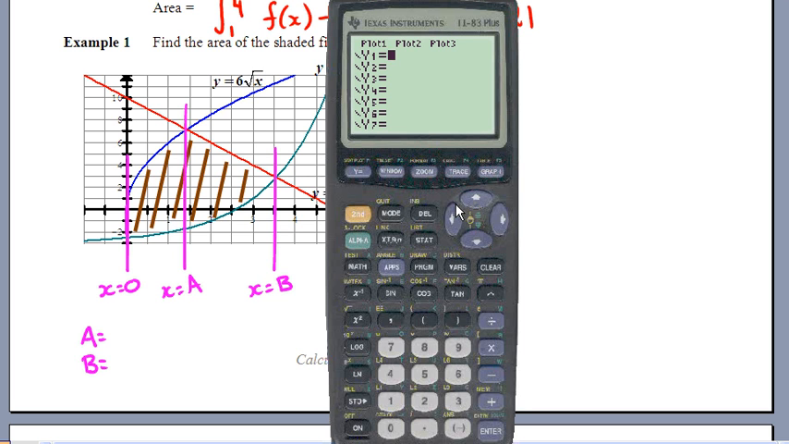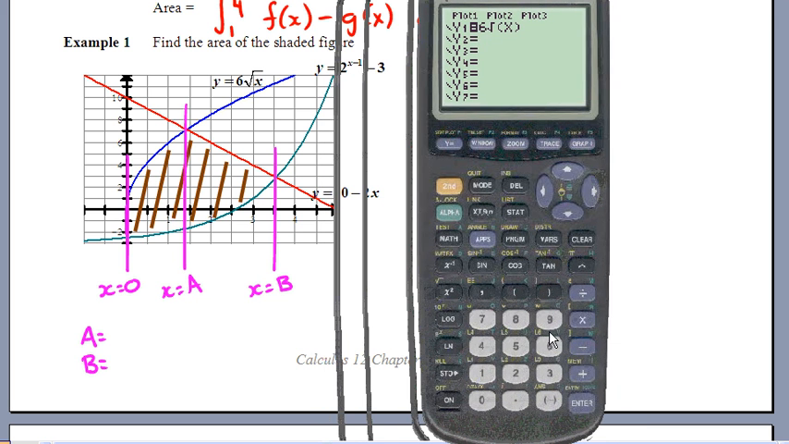Okay, so in no particular order, I've got 6 root x, and another graph is this teal one, 2 to the x minus 1, then take away 3, and then the last one looks like 10 minus 2x. Okay, I didn't really put those in any logical order at all.